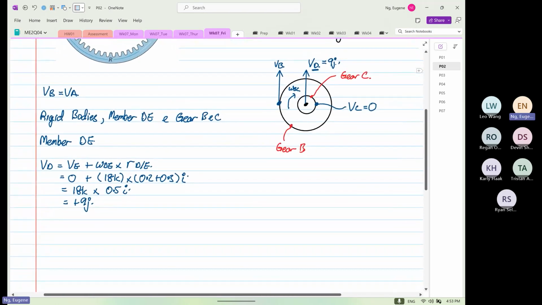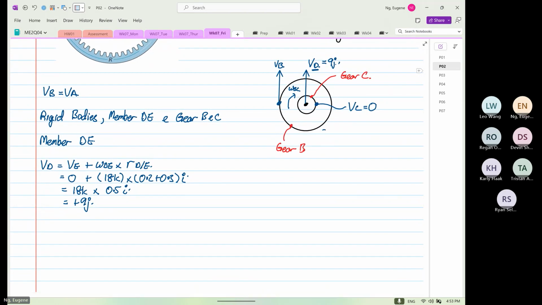Okay. So from here, we will write. Now we are going to treat this entire diagram as a single rigid body.